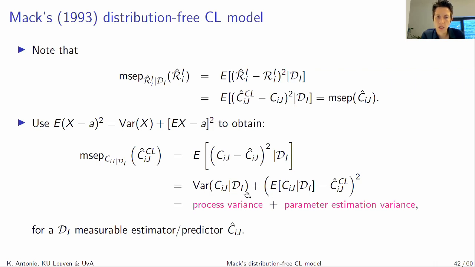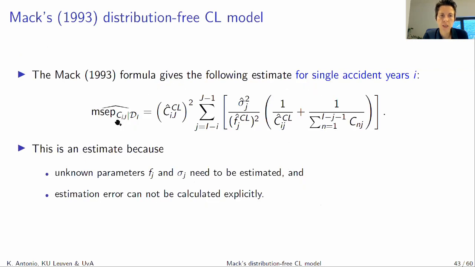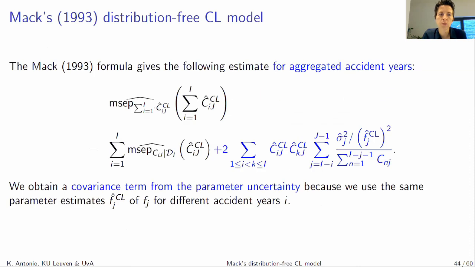Okay, and this combines these two sources of uncertainty. There is the variance assumption on the one hand, and then there is the uncertainty introduced by estimating the parameters on the other. The expression that you see here is for a single accident year ultimate claim amount. Of course, what we also want to know is, if you take the sum over all the accident years, the corresponding mean squared error of prediction.